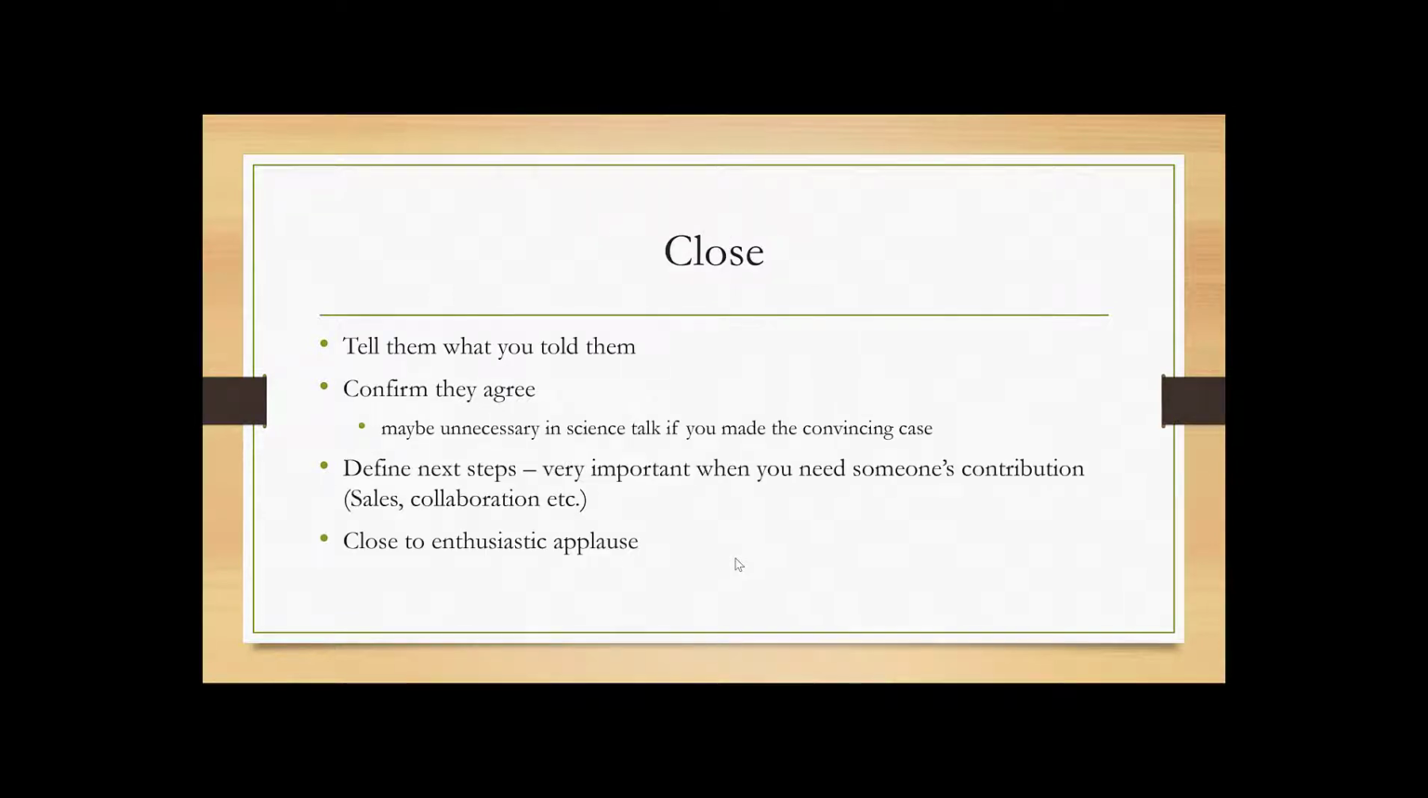In the close of your presentation, summarize. Tell the audience what you've told them. You may also want to confirm that they agree with you. Maybe this is not so necessary in a science talk if you've made a logical, convincing case throughout. But in a discussion form of presentation, you may also want to define the next steps.